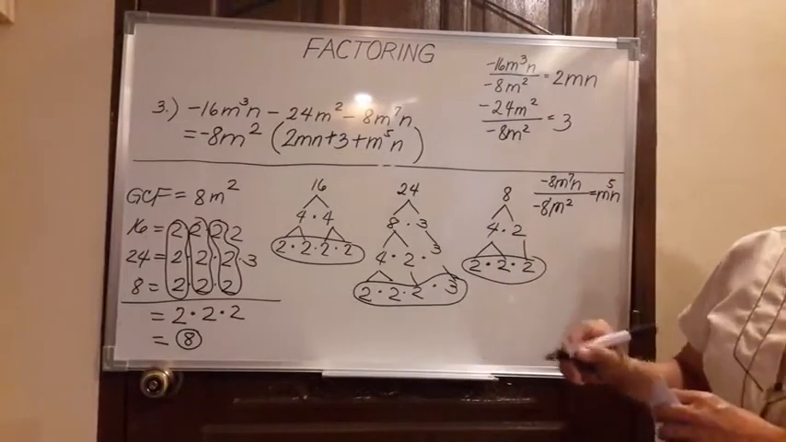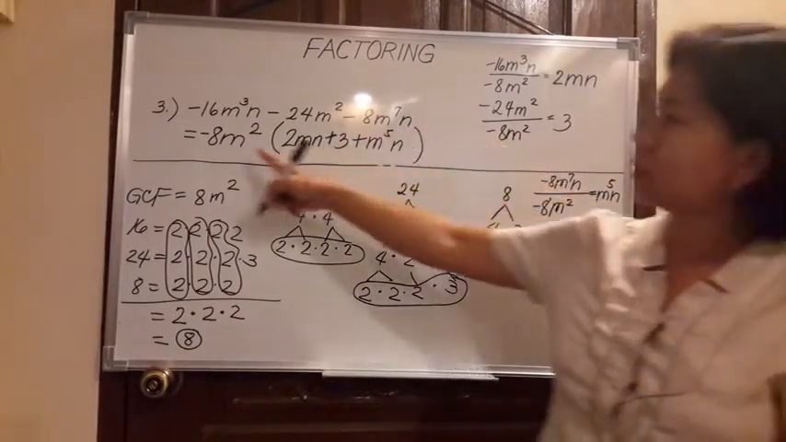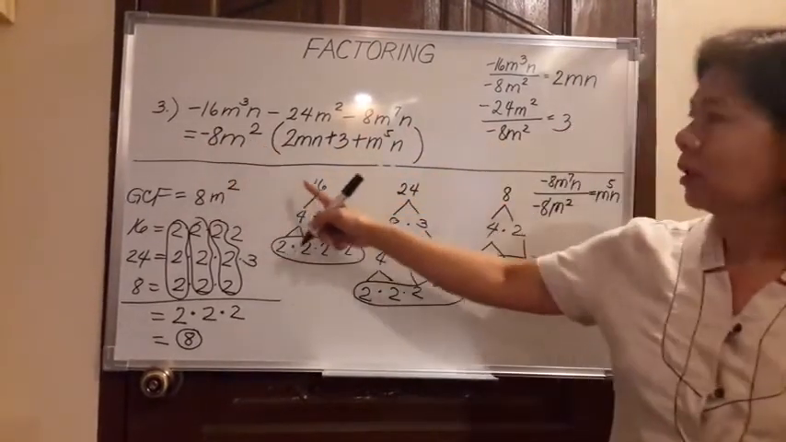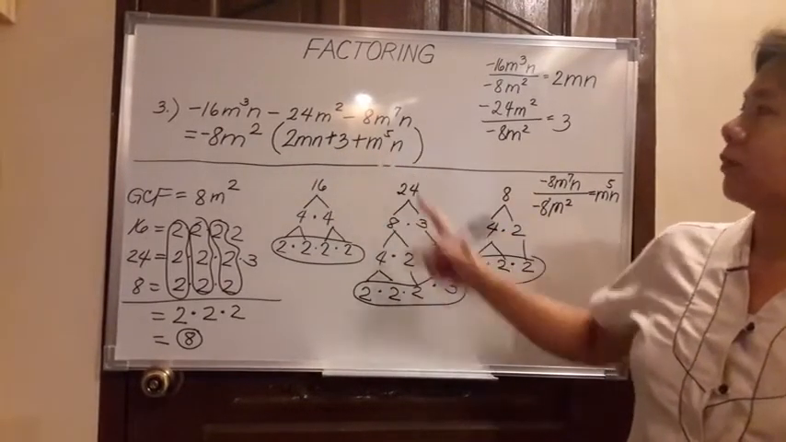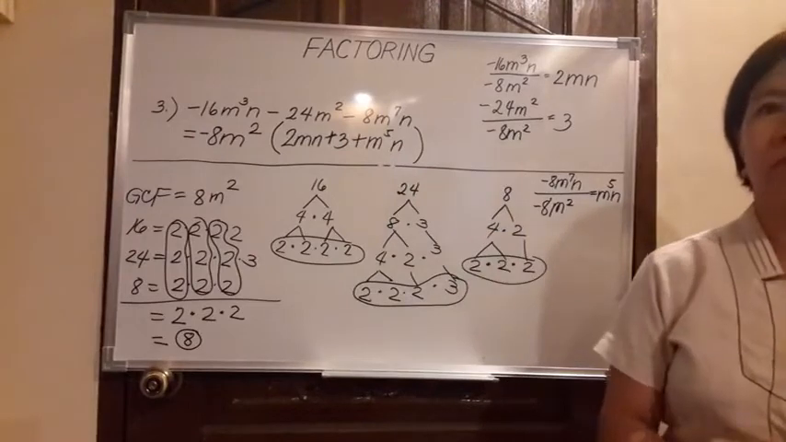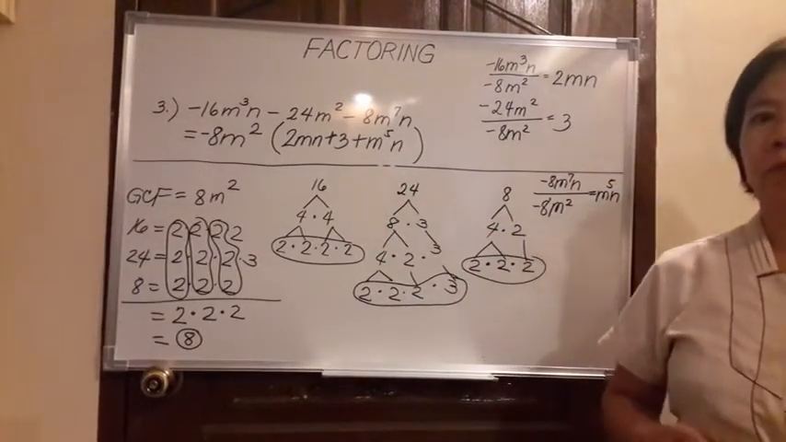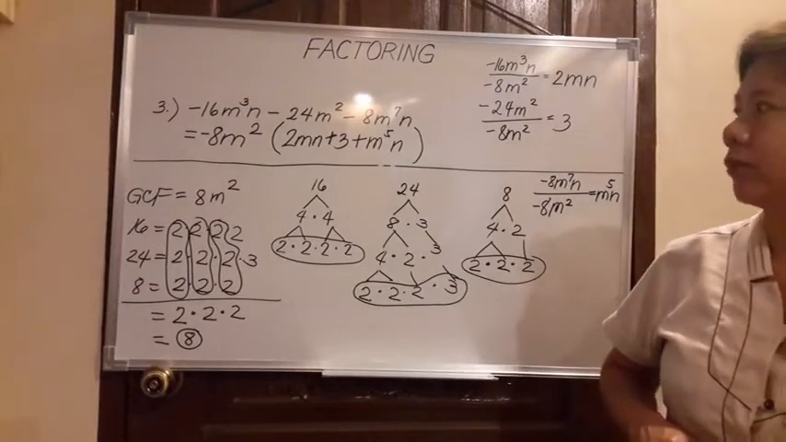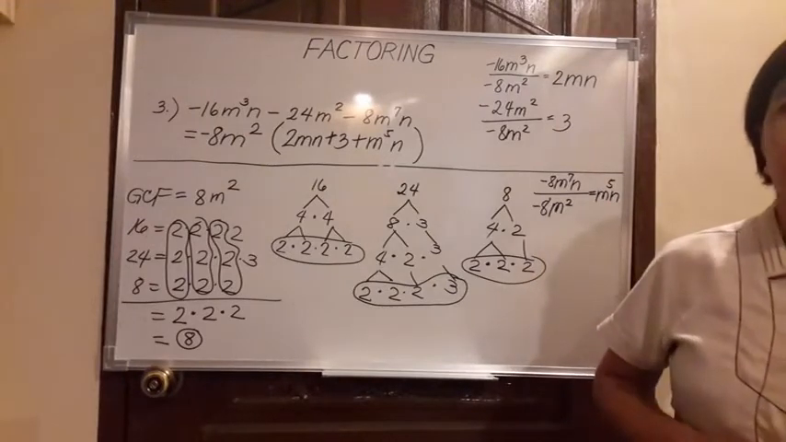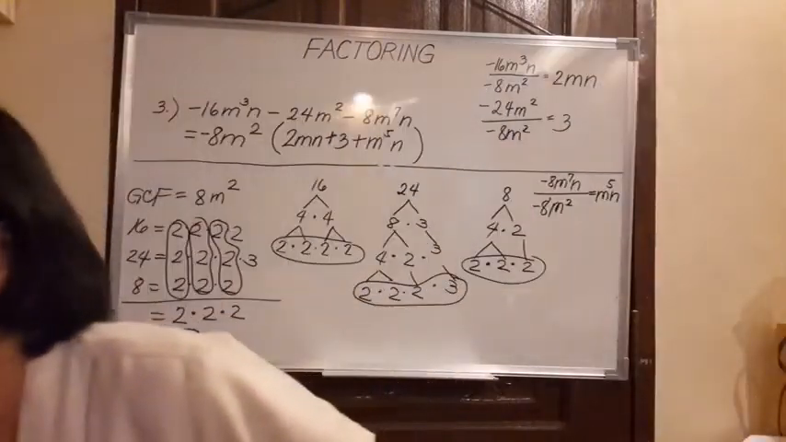So, the factored form of the third polynomial is negative 8m squared times the quantity 2mn plus 3 plus m to the 5th n, closed quantity. Okay, question. Before we proceed to number 4 and 5 examples. Okay, let's proceed to number 4.